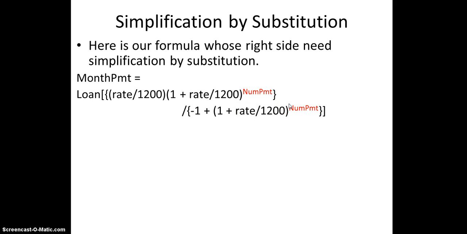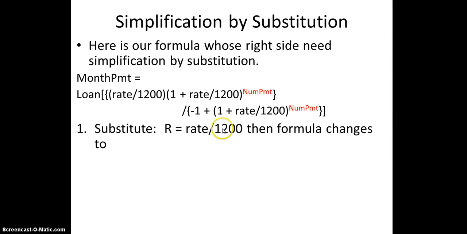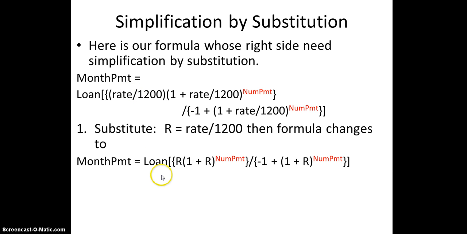So the first simplifying step is we substitute R for rate divided by 1200. If we replace rate divided by 1200 with R, this more complicated formula becomes somewhat simpler in this form. So R into 1 plus R to the power num payment, and this is minus 1 plus 1 plus R to the power num payment.